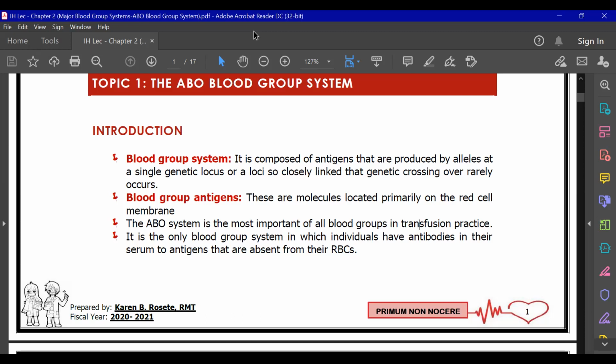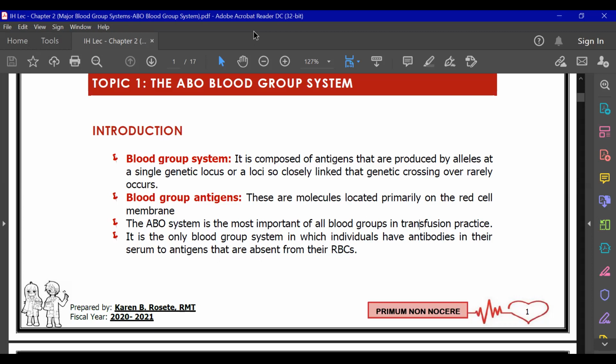So, in your ABO blood group system, the ABO blood group system has been assigned the ISBT number 001. ISBT number 001, that is for your ABO blood group system. While for your H blood group system, it has been assigned the ISBT number 018. And this H blood group system has only one antigen, which is your H antigen, big letter H. Thank you, ma'am. Nakuha? Okay.